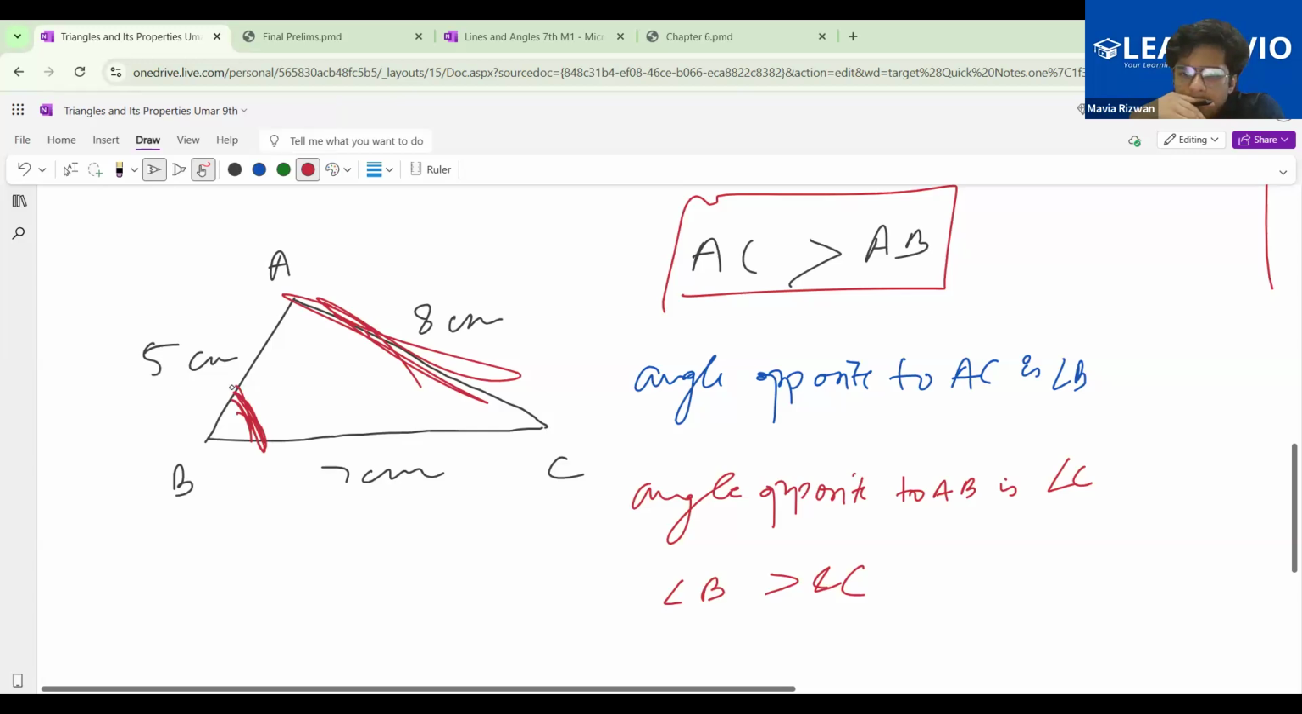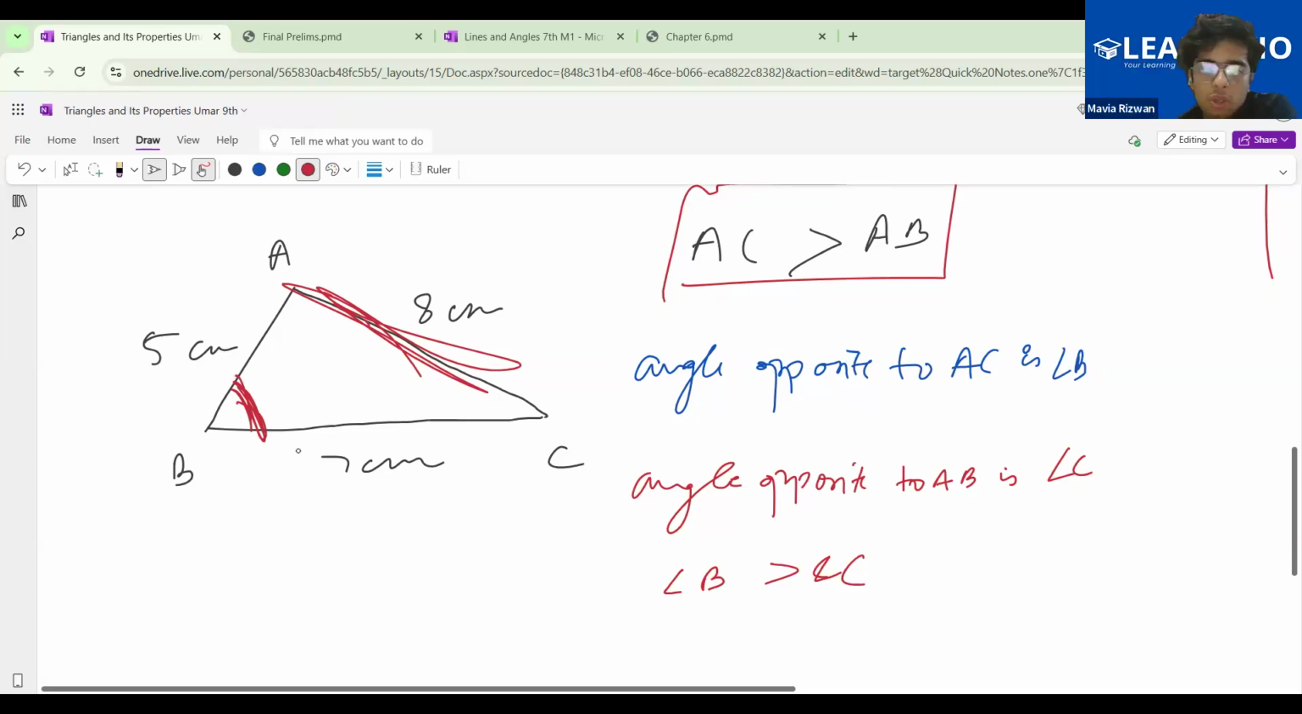Yes, sir. Okay, it is just like when you are standing and looking at a building. For a short building, you would not raise your head much. But for a longer building, you will raise your head much higher. So the angle made between your head and the ground is much higher for a longer building. It's just like that. So since AC is greater than AB, the angle opposite to AC, angle B, would be greater than the angle opposite to AB, that is angle C. Is this clear?